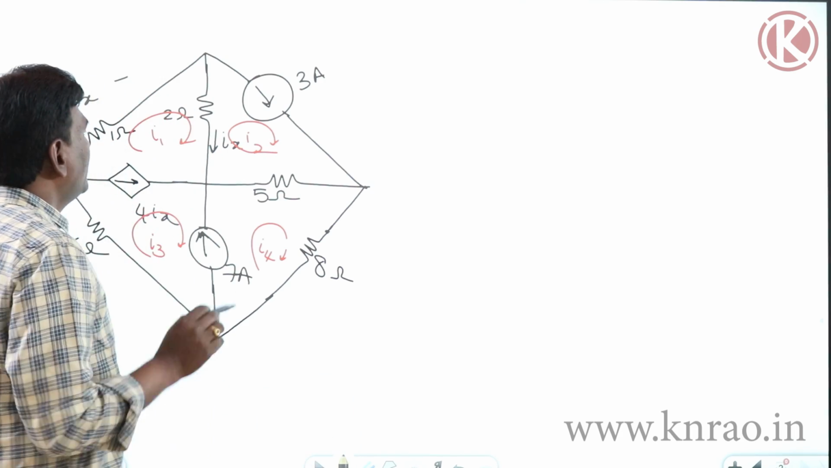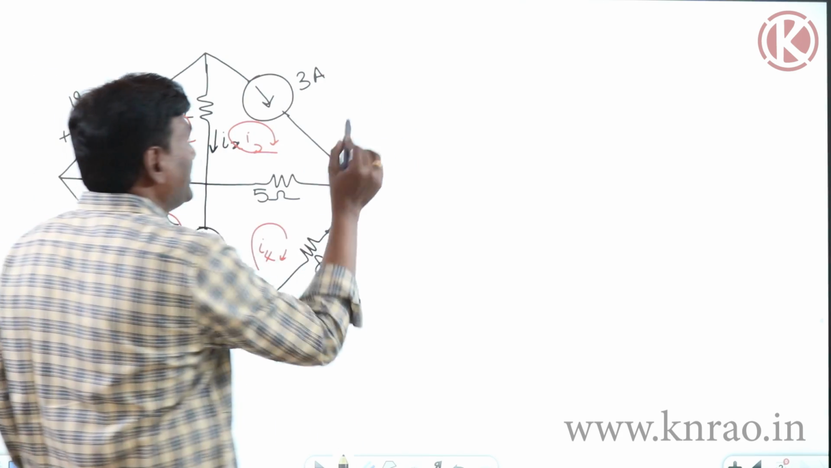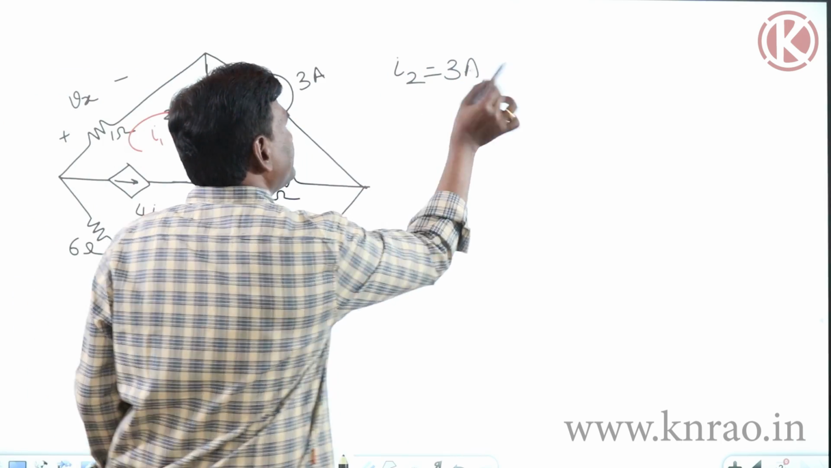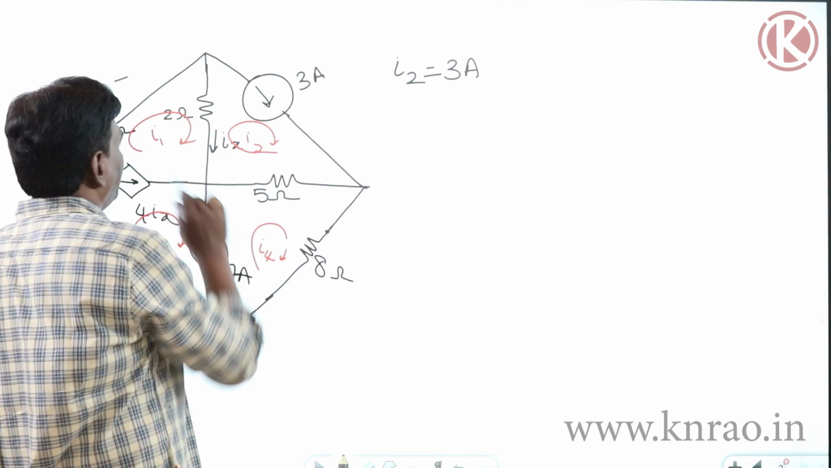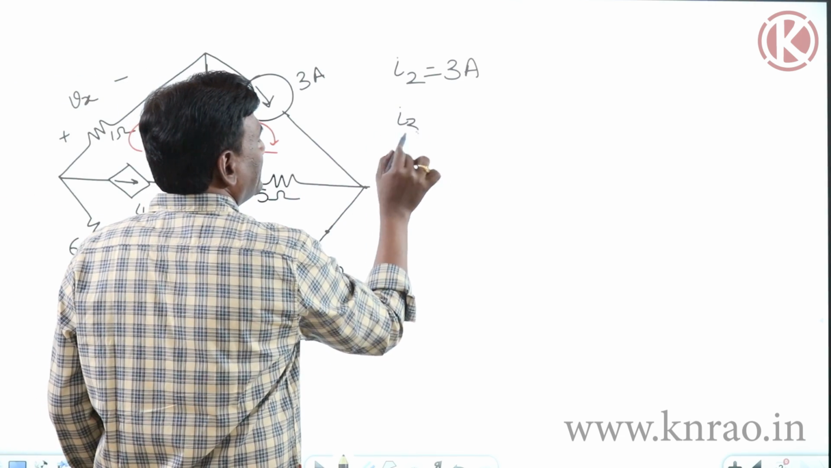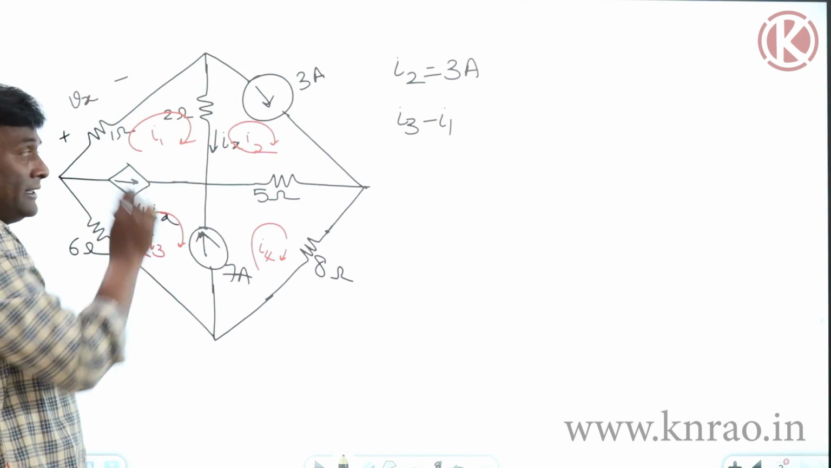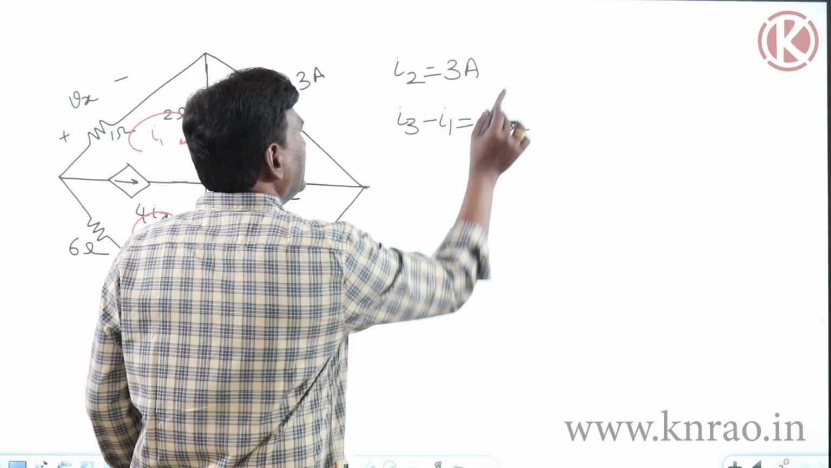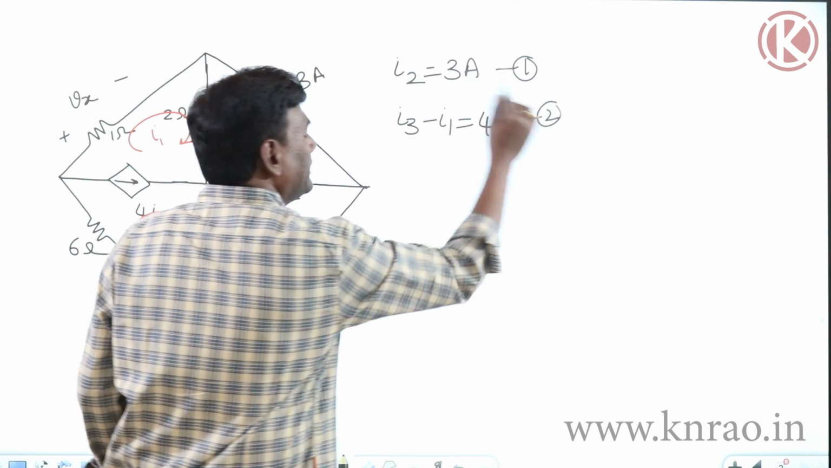Perfect. Okay, now let us see. Directly, let me write the relation: I2 equals 3 ampere. Then I3 minus I1 equals 4 Ix. So this is the first relation and this is the second relation.